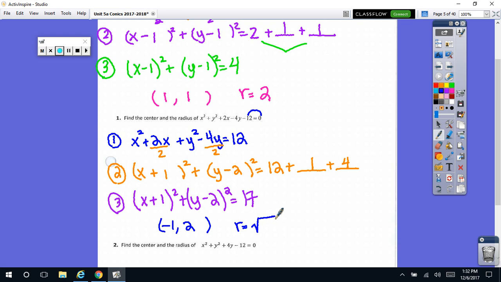So technically, we can just leave it as the square root of 17. Okay, it looks much neater like that. If we were going to graph it, obviously you would want to know what the square root of 17 is. But since we're not graphing it, we're just basically stating the center and the radius, then it's fine to leave it as a radical.